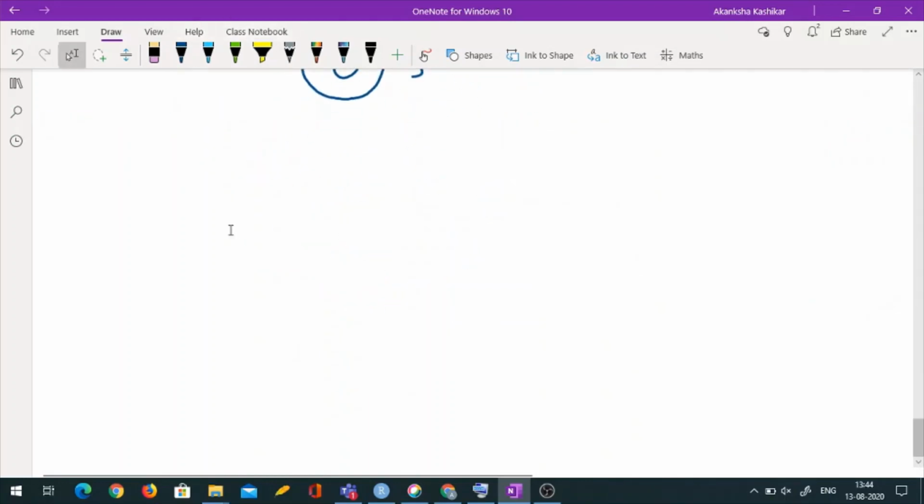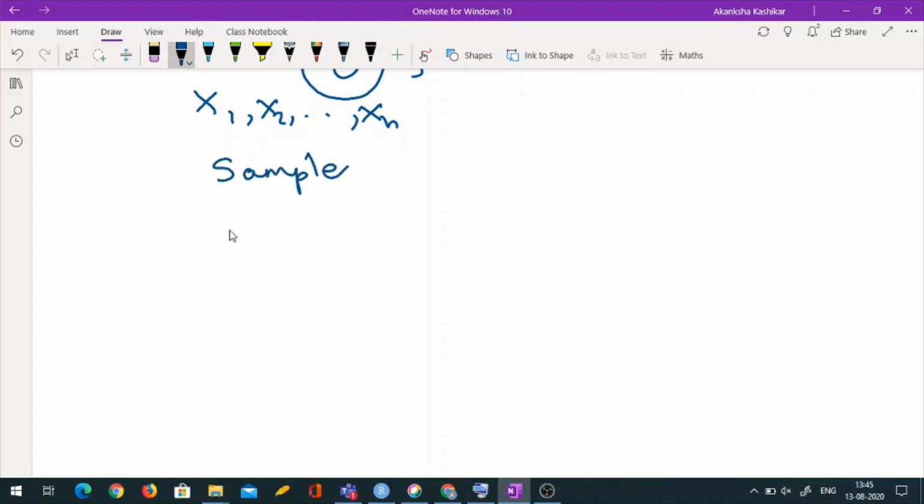What I'll do is, my current sample is x1, x2, xn. So I have a sample of size n. From these, I'm going to draw many samples, but I'm going to draw these samples with replacement, and each sample will be of size n again. So what do I mean by that? Let me call this sample 1.